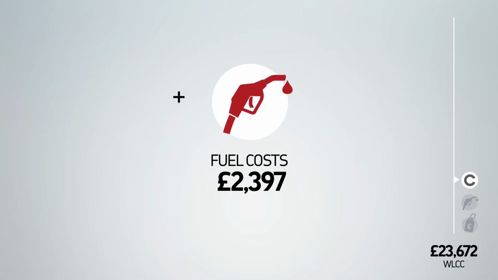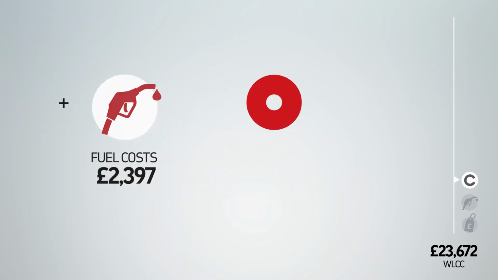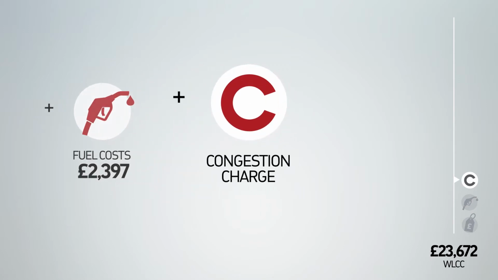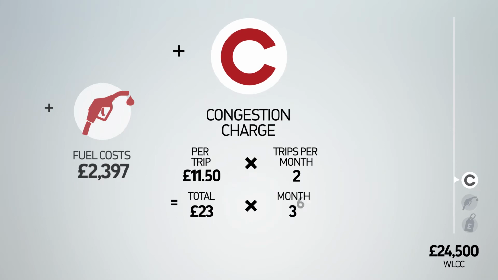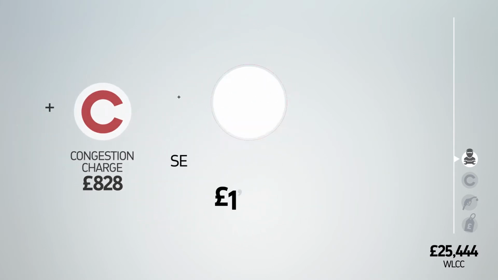Next, if the car is liable to a London congestion charge, add in this figure for the whole length of ownership. In this example, we've assumed 2 trips a month into the London congestion zone, giving a total cost over 3 years of £828. Now add service, maintenance and repair costs.